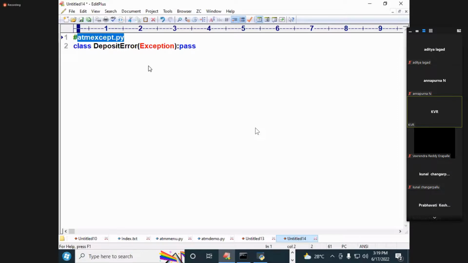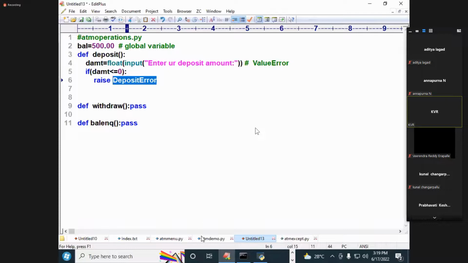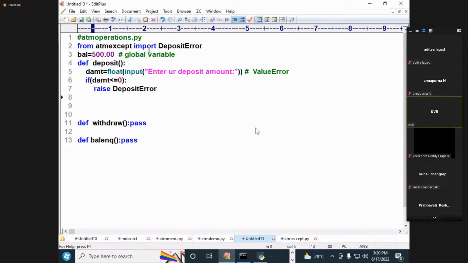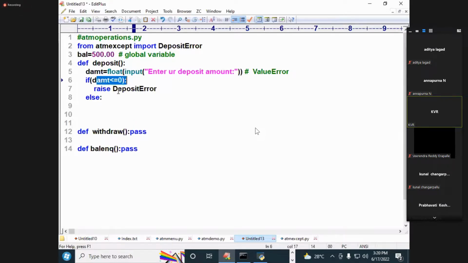Now see that coming to this program here. Which program? This place. Now see, what should I do here? From ATM exception import what error? Deposit error. I defined it. I am importing it. Right or not? Very good. Else, okay. If it is not a value error, it is not a negative amount, it is definitely a positive amount only. Right or not? Tell me.